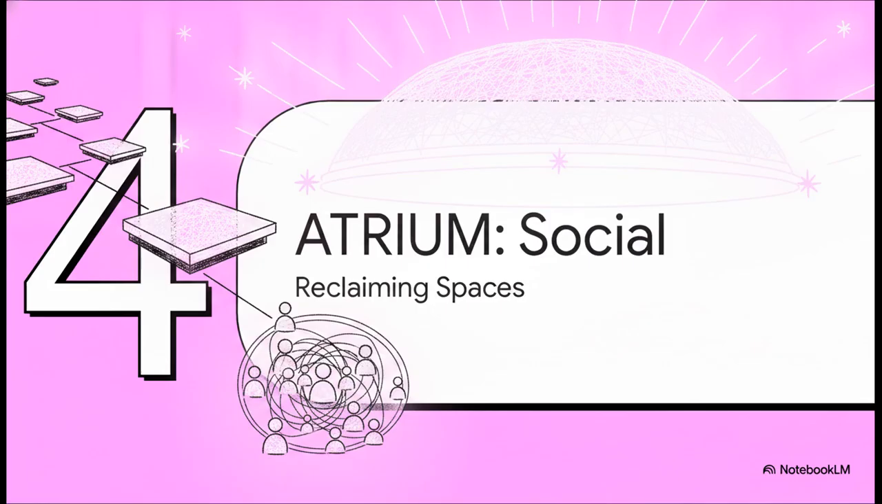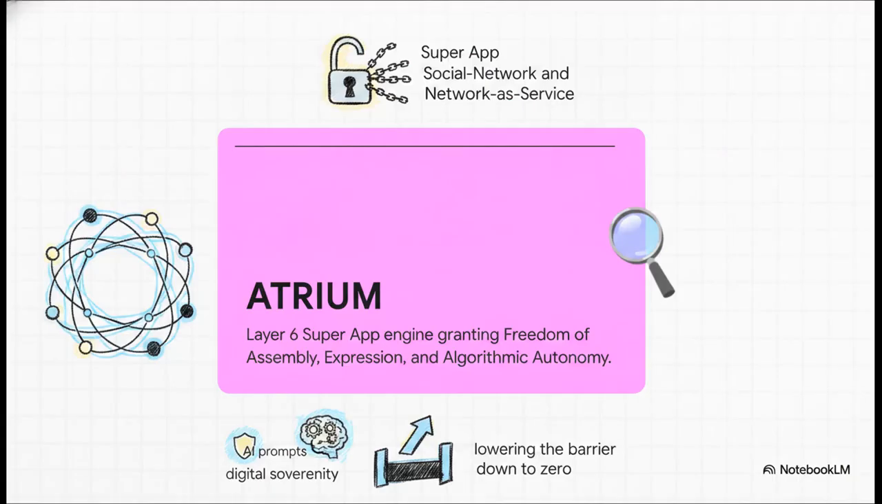Section 4, Atrium. Reclaiming social spaces. Atrium is defined by Linkspreed as a super app and a social network as a service engine. Just think about the thousands of hours that creators and communities invest into building vibrant spaces on legacy platforms, only to wake up one day and realize they own absolutely none of it. Atrium changes that by granting communities absolute freedom of assembly and expression.